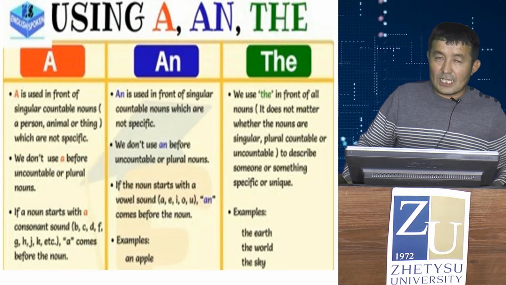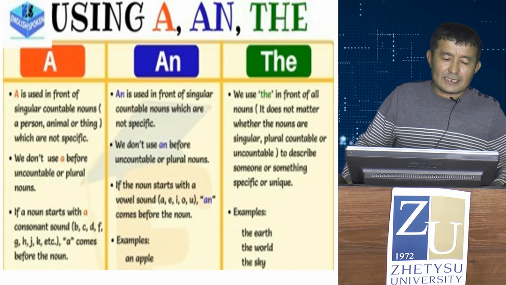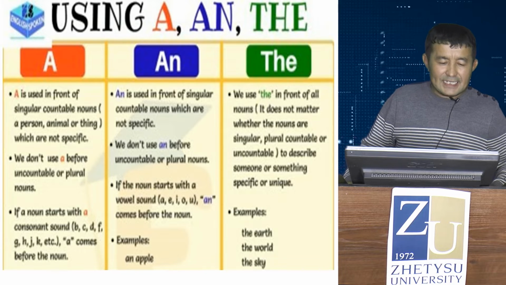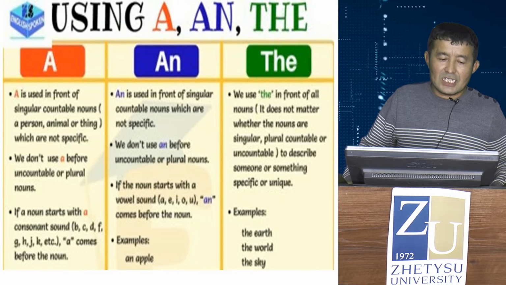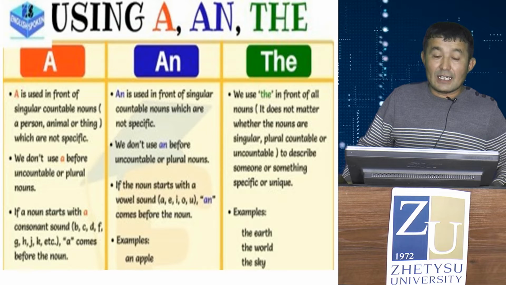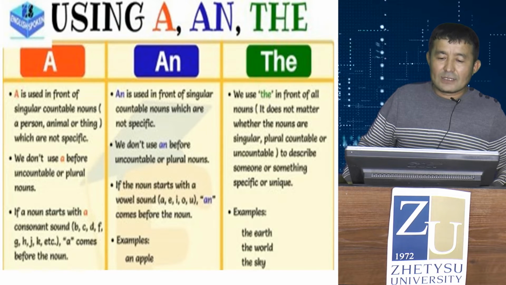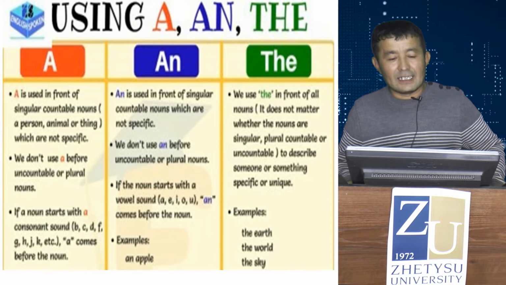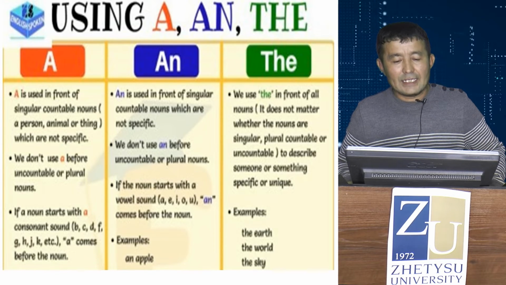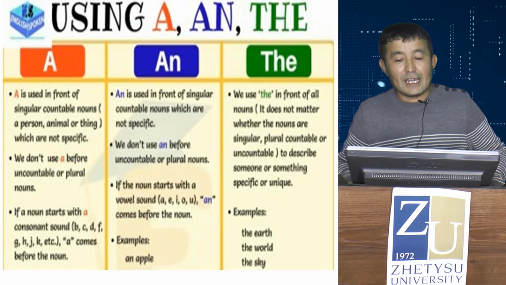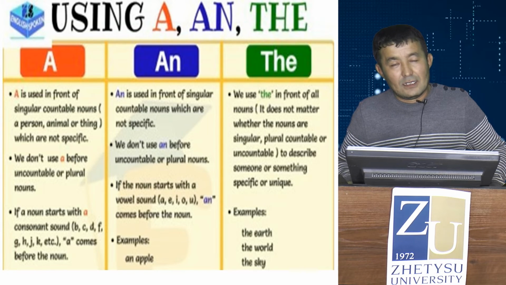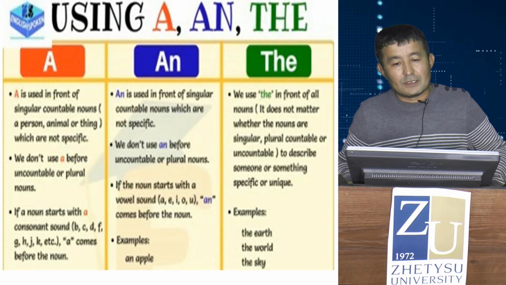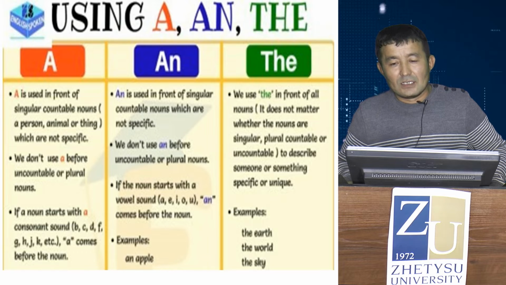Also with a plural noun, we can't use a. If a noun starts with a consonant sound, for example B, C, D, F, G, H, J, K, we use a. If the noun starts with vowels A, E, I, O, U, we use an. For example, an apple. I think you understand this one.